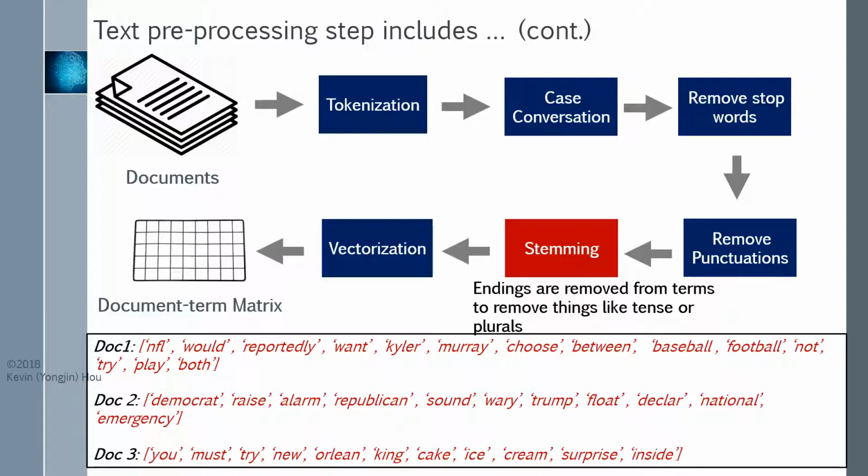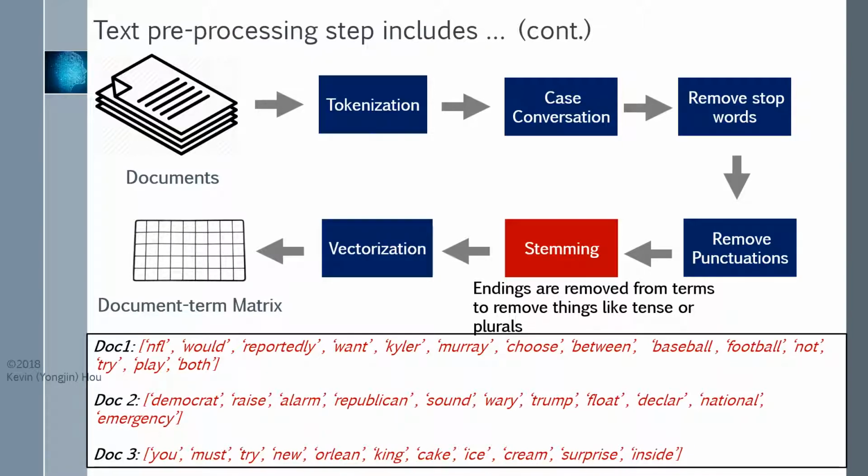The next step is stemming. Stemming is to make words comparable to each other. We know in English sometimes even the same word in a different tense, or singular versus plural, may show as different forms. So stemming cuts off the ending part so that we remove the different variations due to tense or plurals.